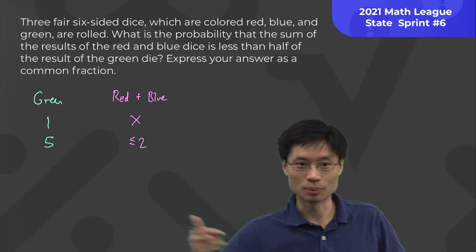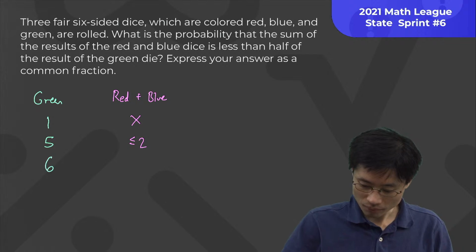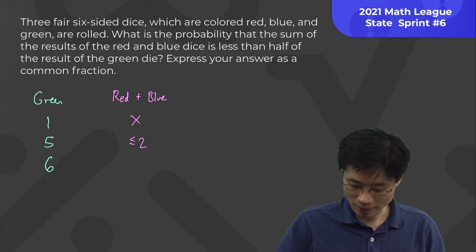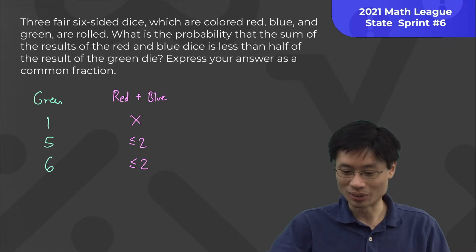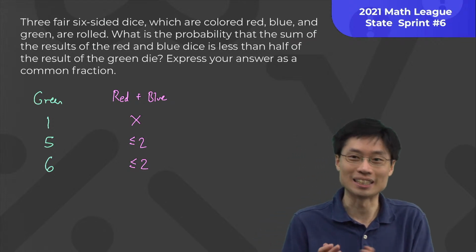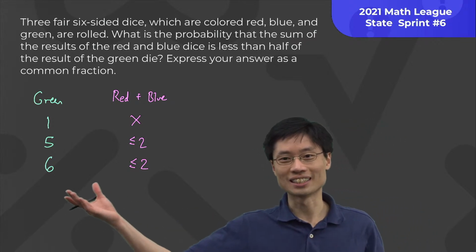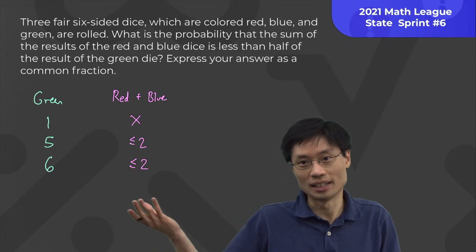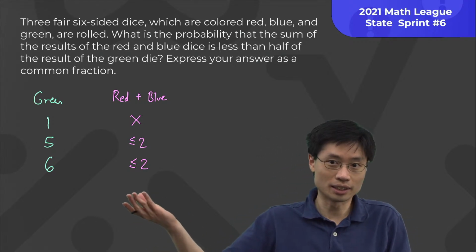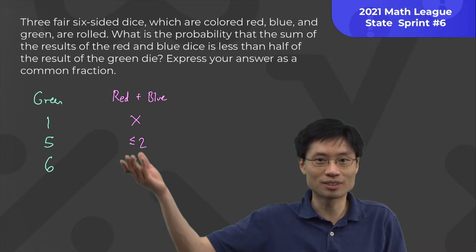And then the next one would be 6. If it's 6, the red and the blue has to be less than half of it. Well, it has to be less than 3. Oh, that's neat. That's less than or equal to 2 also. Oh, this is very convenient. Because even if the green die was 6, less than half of 6 is less than 3, and it's an integer, red plus blue, so I only have these options.